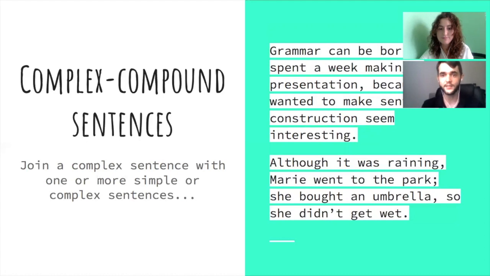The first example is: grammar can be boring, semicolon, we spent a week making a presentation, comma, because we wanted to make sentence construction seem interesting. The second sentence: although it was raining, comma, Marie went to the park, semicolon, she bought an umbrella so she didn't get wet. In these two sentences, we can see that we use one sentence and then we combine it with either a simple sentence or a complex sentence again.